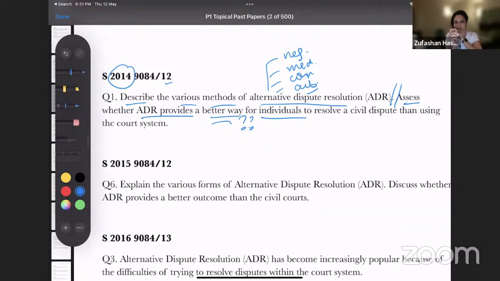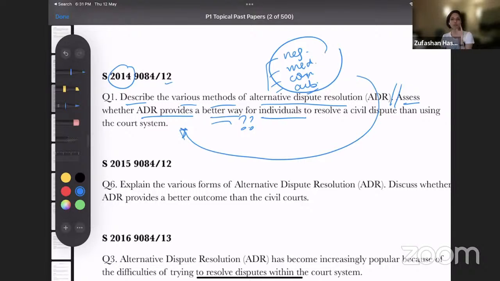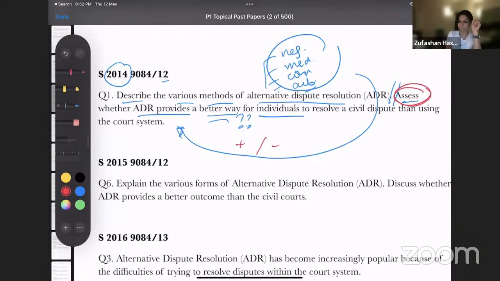So they are specifically asking you to compare ADR methods to the court system and to say which one is better or worse. Now remember, guys, over here you have to give both parts of the story. You have to give the positive as well as the negative. And if you can draw conclusions, you should, but always give both sides, because you're asked to assess how far are ADR methods better or worse than the court system. In some points, they're better. In some parts, they're not that great.